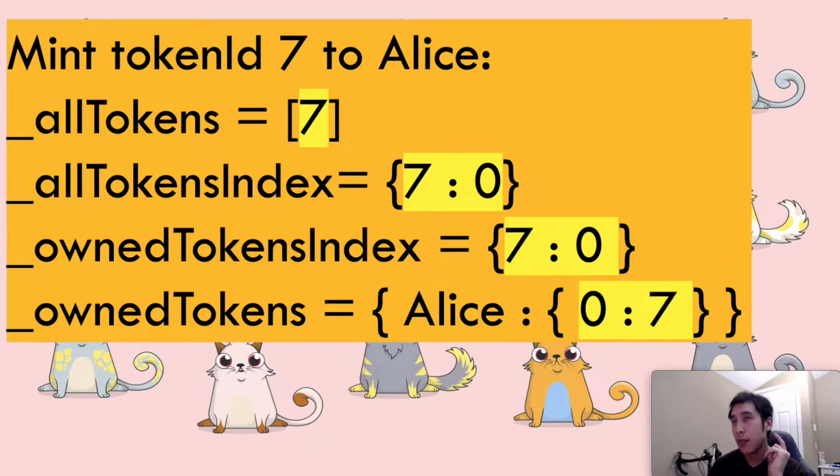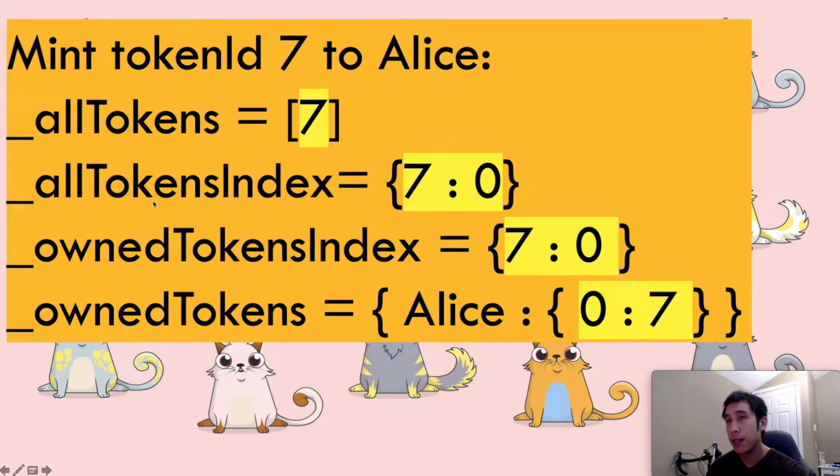And now we're going to mint the first token ID to Alice, and this is going to be token ID 7. So in this all tokens array, it's going to have a list of all of the token IDs so far that exist in this smart contract. So because the first token ID that's being minted is number 7, we're going to add 7 into this list.